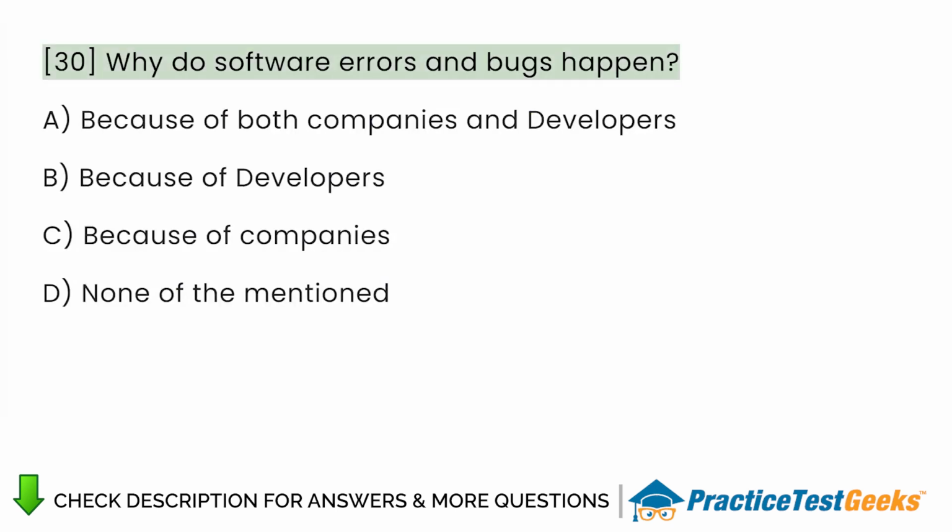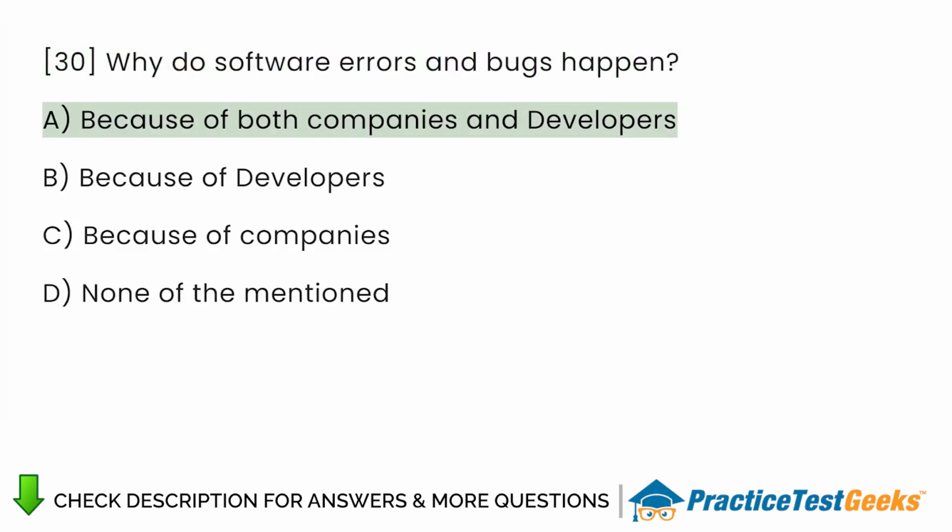Why do software errors and bugs happen? A. Because of both companies and developers. B. Because of developers. C. Because of companies. D. None of the mentioned.